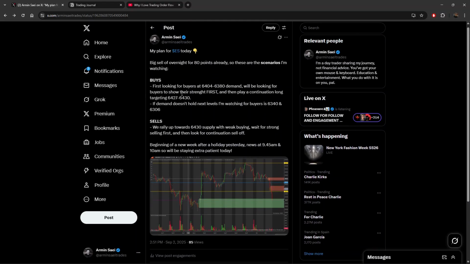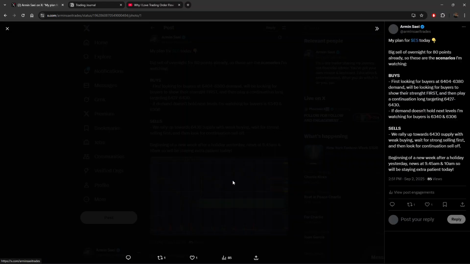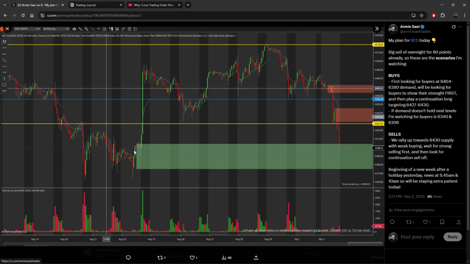So the first scenario that I was looking for buys is for buys to show their strength in a demand zone from 6404 to 6380, to show their strength first and then play continuation long. This is the demand zone that I'm talking about.